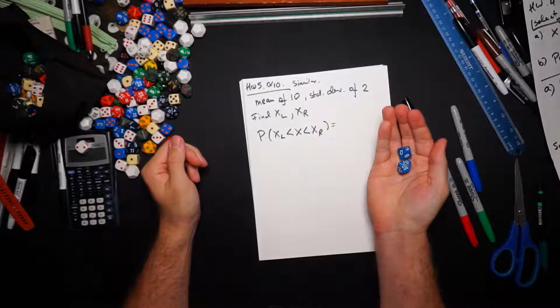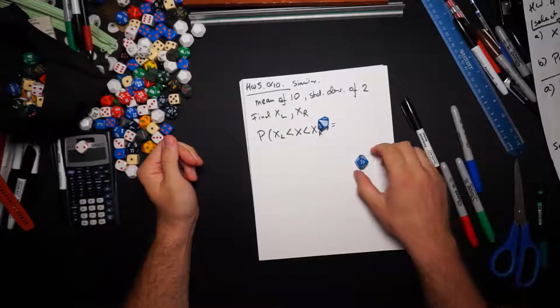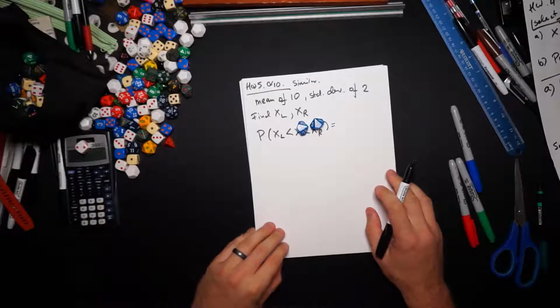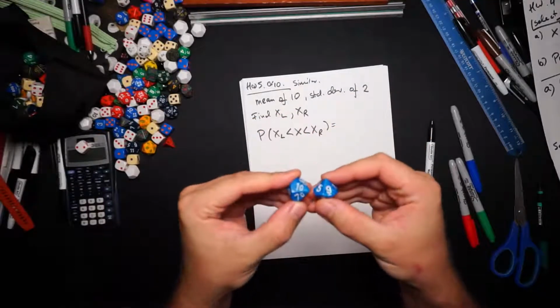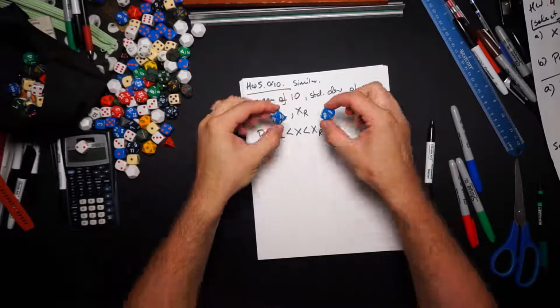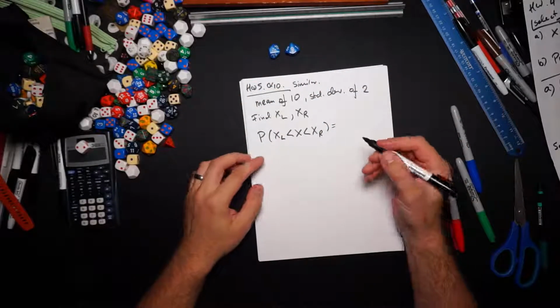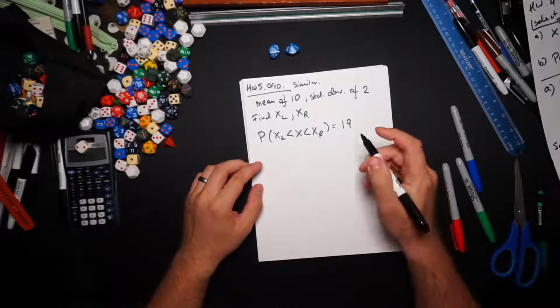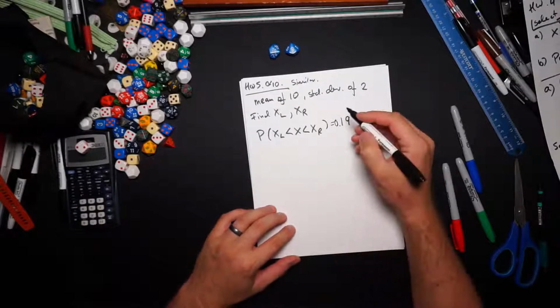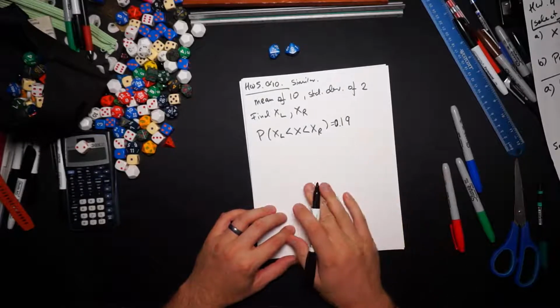And today's probability is 19. Oh, sorry, you cannot see it. It says 19. So we're doing 19%, so 0.19. Alright, so this is what it is.